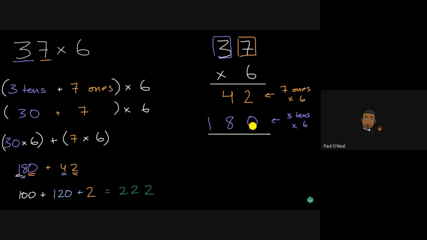So 2 ones plus 0 ones is going to be 2 ones. 4 tens plus 8 tens is 12 tens, or 120. So I could put the 2 tens here and then put that 100 up here. And then 100 plus 100 is 200. So there you have it, 222.